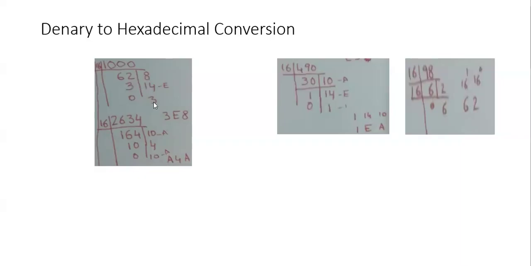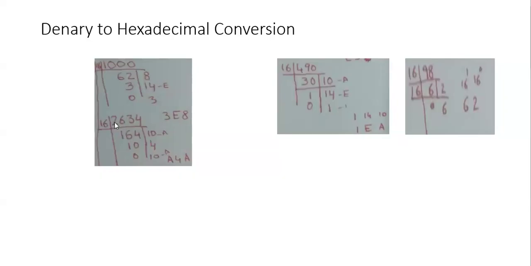So we have three remainders. 3, we write it first, and then we write 14, and then 8. 14 is E, so we write E, and then 8 is 8. So this 3E8 is the hexadecimal number converted from 1000.